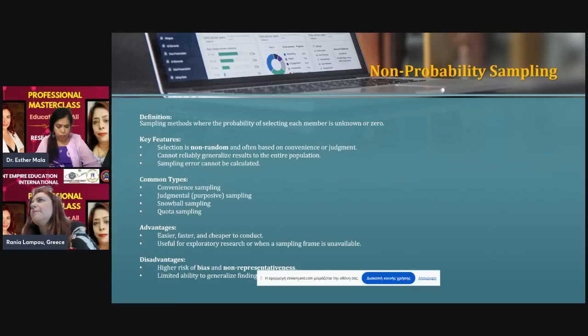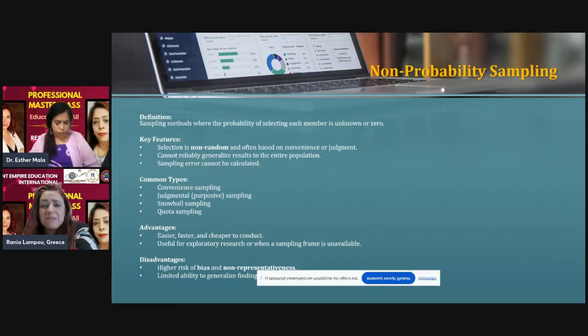On the other hand, in non-probability sampling methods, the probability of selecting a member is unknown or zero. So selection is not random, and you cannot reliably generalize results to the entire population. Sampling error cannot be calculated. And what are the common types of non-probability sampling that you need to know? It's convenience sampling, judgmental or purposive sampling, snowball sampling, and quota sampling. I want to explain all these types.